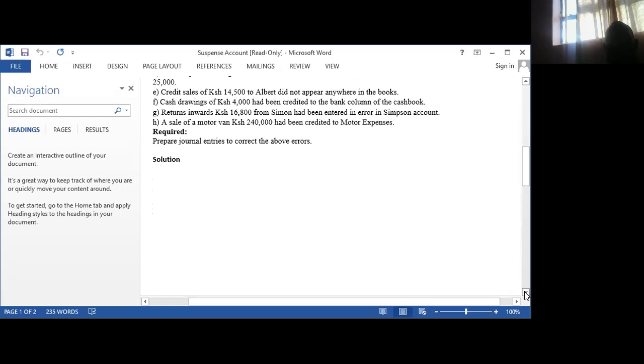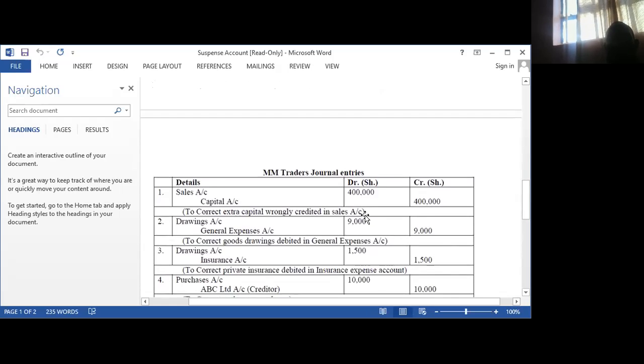If you have a look at this particular case, you will find that sales, because it was having 400,000 more on the credit, you put 400,000 on the debit side. My statement still holds here. If this figure was on the credit side of sales, that is where it was excess. To remove it, you debit. And then, because capital was supposed to have 400,000 on the credit side, that is why we put it here on the credit side.